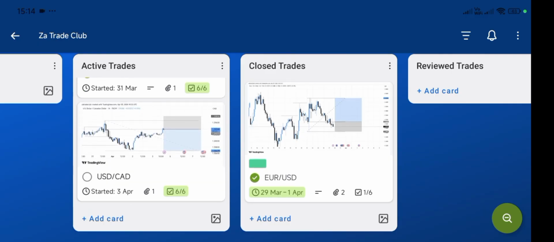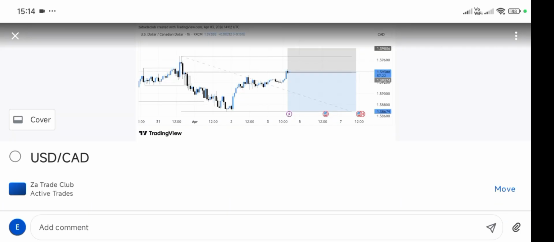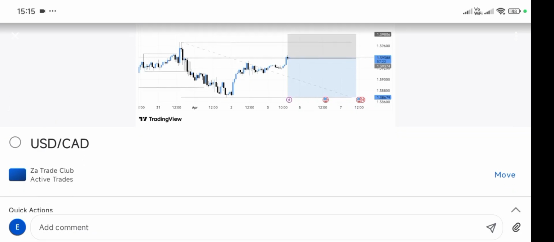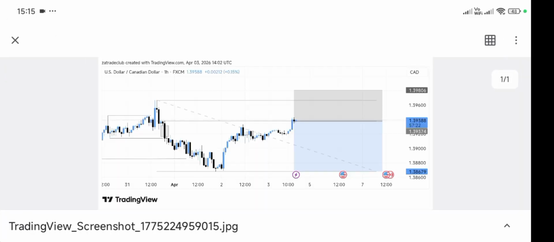The next active trade that we have is USD CAD. Let me see. Did I make a note of this? USD CAD, yes. The trade was taken on the 1 hour time frame.